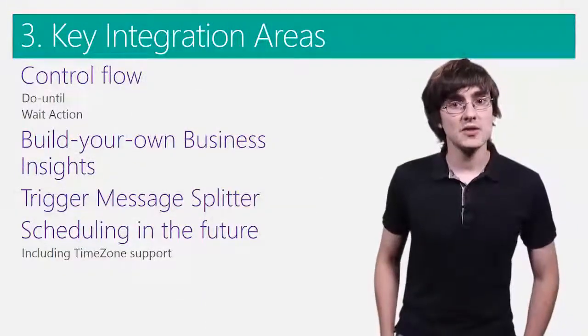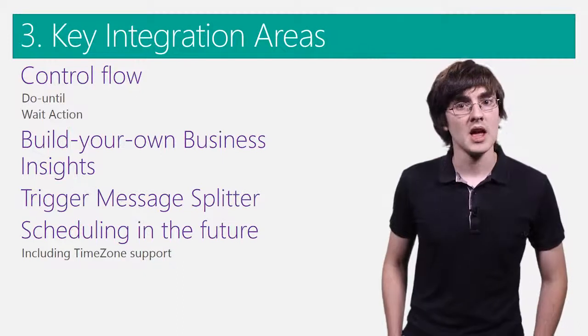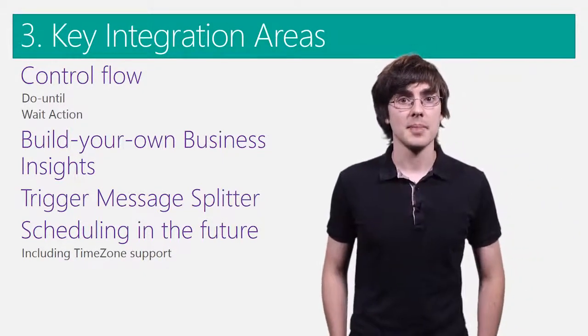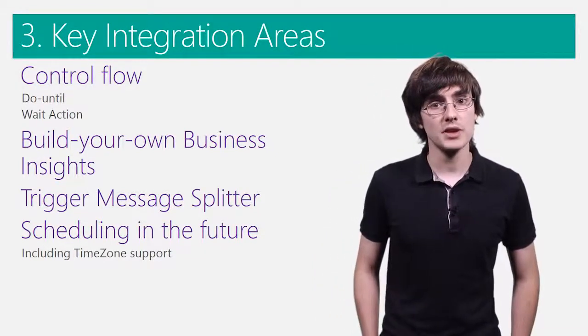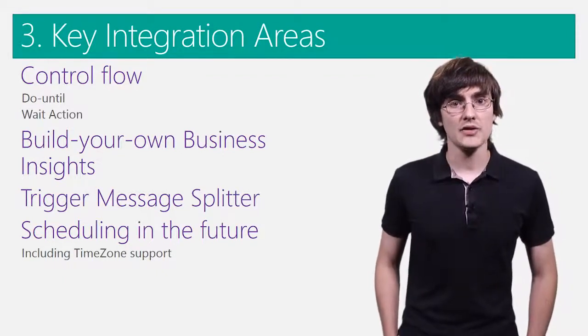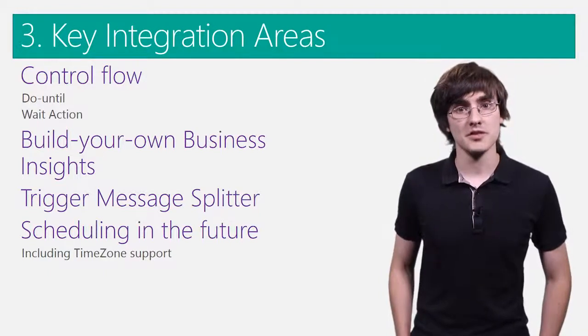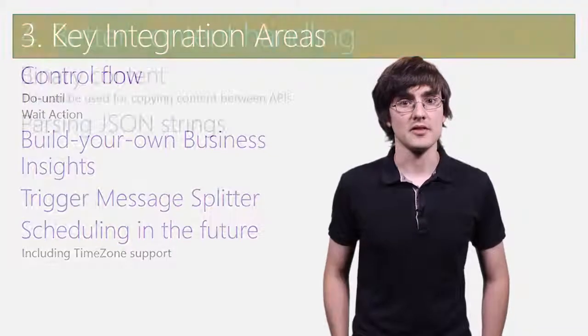To bring key integration features to you, you can now use control flow concepts like do until, which allows you to repeat an individual action until a condition is met. There is a new wait action that can wait for a certain amount of time or until a future date. To improve business insights, we will be integrating with Power BI so you can build your own business activity dashboard. And we have a trigger message splitter where it can take an array of items and kick off a run for each of these instances.